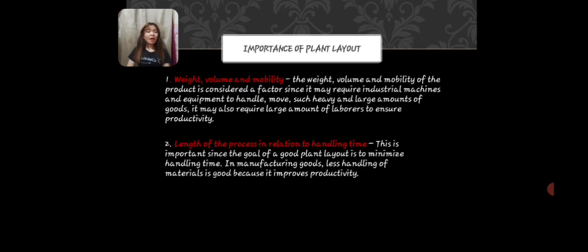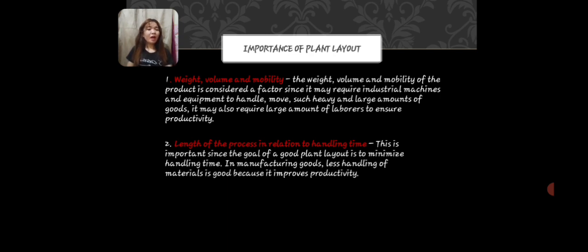Next is importance of the plant layout. So, may importance din pala ang plant layout. Una is weight, volume, and mobility. The weight, volume, and mobility of the product is considered a factor since it may require industrial machines and equipment to handle and move such heavy and large amounts of goods. It will also require a large number of laborers to ensure productivity.